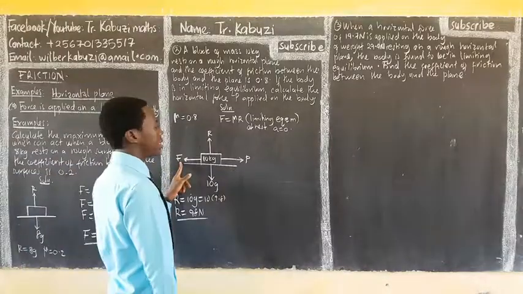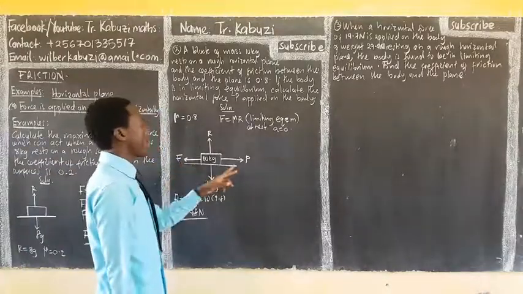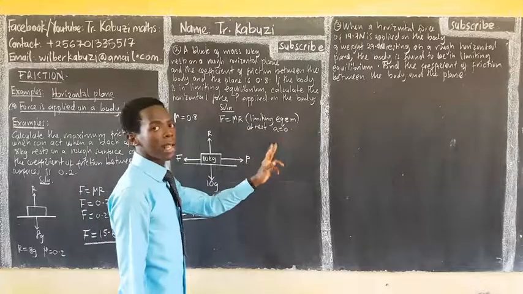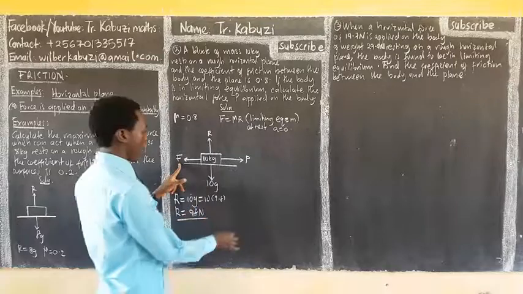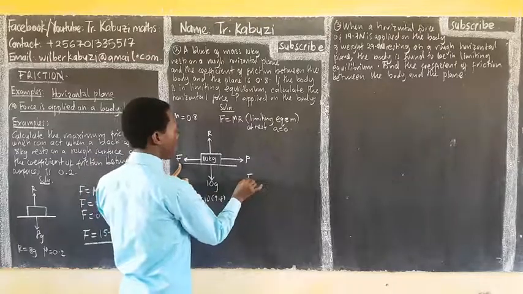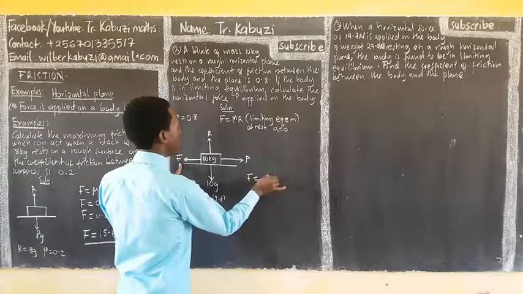In simple terms, we are getting this friction minus this equal to the mass times acceleration, which is 0. That's why they are just equating them. So from there our F is going to be equal to our P.